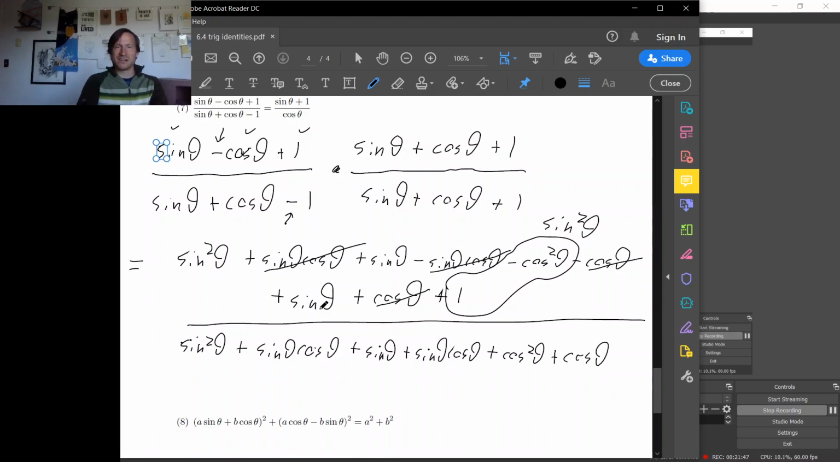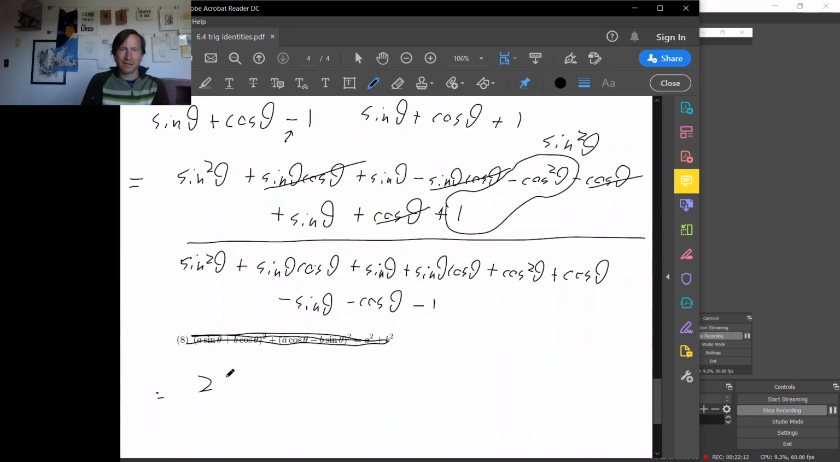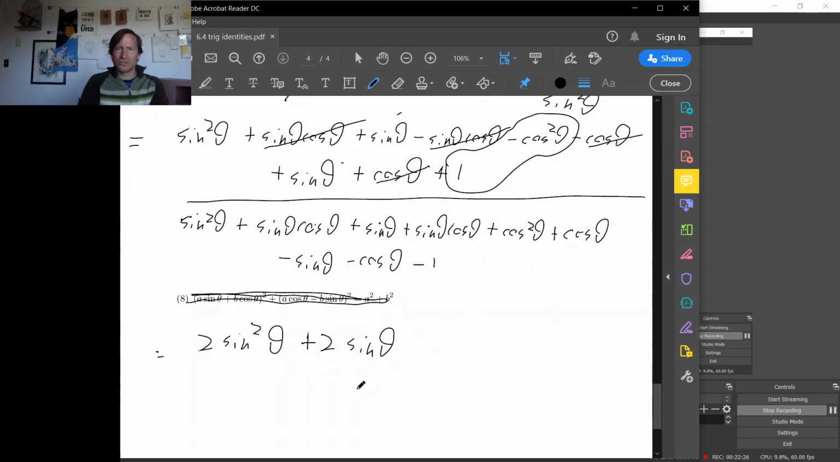And then now distribute this minus 1. Minus sine theta, and then minus cosine theta, and then minus 1. Okay, we'll come back to this one. I need more room. Okay, let's see. In the numerator, we have 2 sine squared. And then we have 2 sine, so plus 2 sine theta. And that was it. Everything else we've already accounted for.